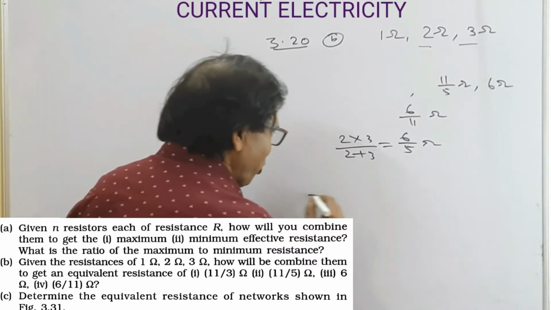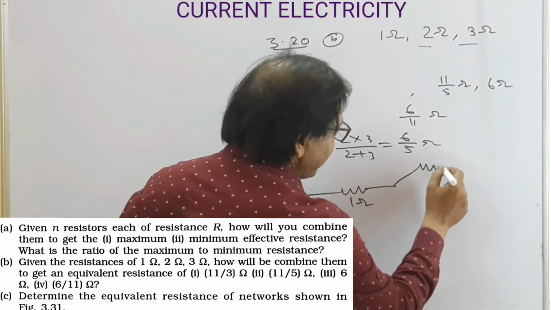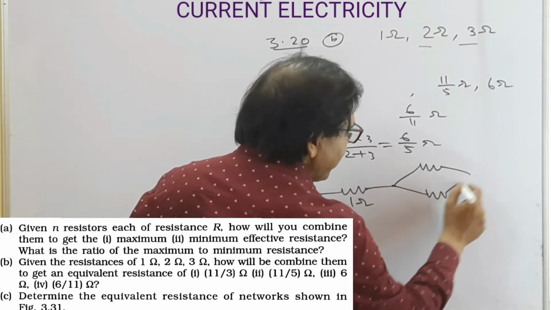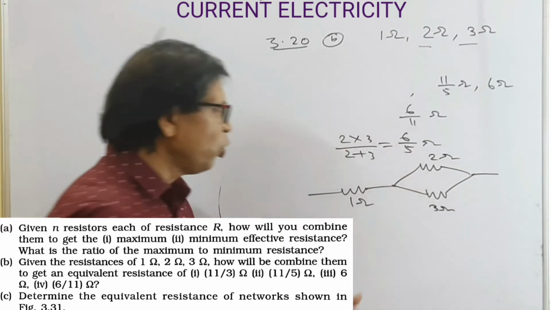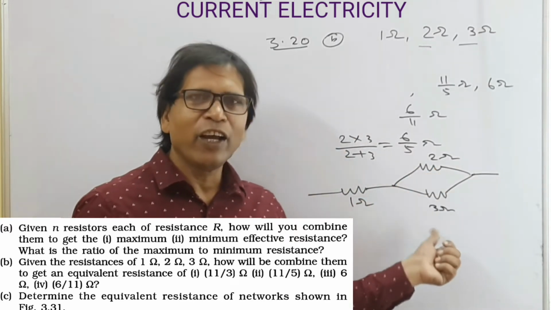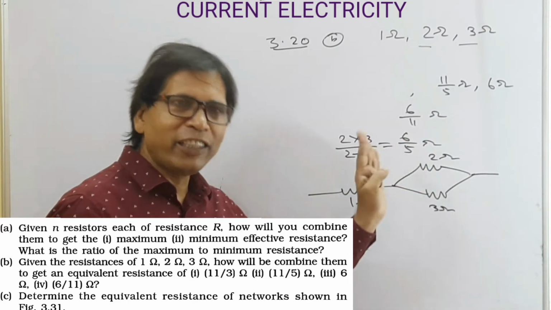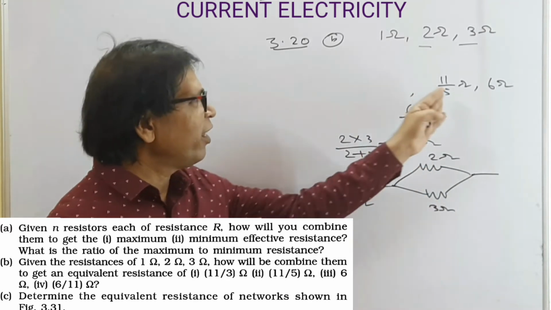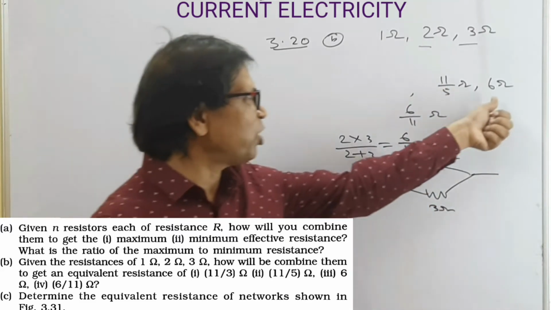So the combination is: this is the 1 ohm, this is the 2 ohm and this is the 3 ohm. The 2 and 3 combined give 6 by 5, and in series with it we get 11 by 5. Understood? Now next, 6 ohm.